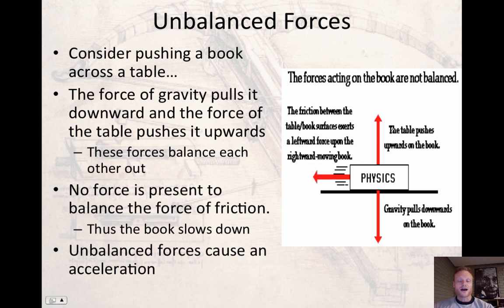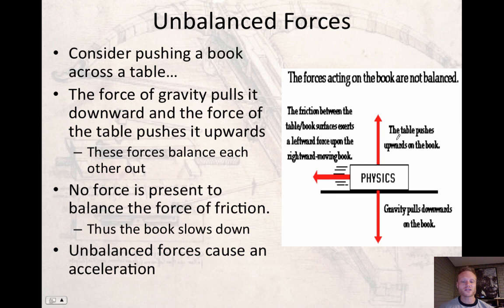Unbalanced forces are basically forces that aren't equaling each other out. So consider pushing a book across a table. So here's this physics book, and now I gave it a push, okay? Basically, the force of gravity still pulls it down, and the normal force still pushes it up. These two forces in the down direction and the up direction are balanced. They balance each other out, or else the book would be smashing through the table. But no force is present to balance the force of friction, because after you give it the push and you're not pushing it anymore, the book slides for a while but then eventually slows down.